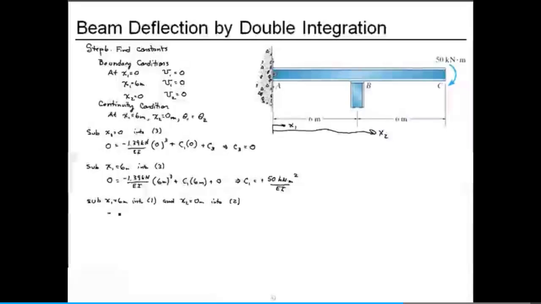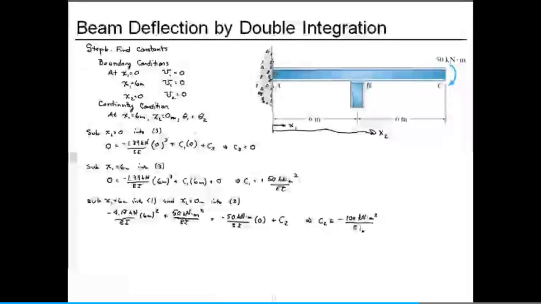So we have minus 4.17 kilonewtons over EI times the 6 meters squared plus the constant C1, which you just found to be 50 kilonewton meters squared over EI, and that is equal to the minus 50 kilonewton meter over EI times x2, which is 0, plus the constant C2. We solve that, find that C2 is a minus 100 kilonewton meter squared over EI. We now have one more constant to find, C4.